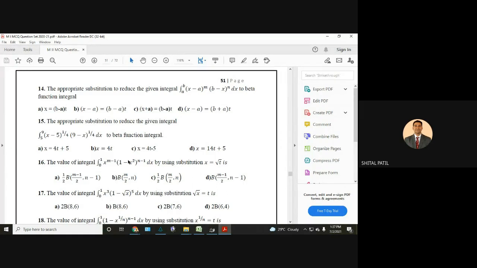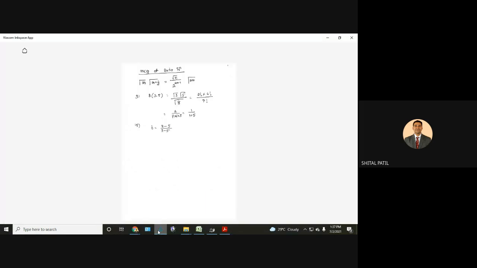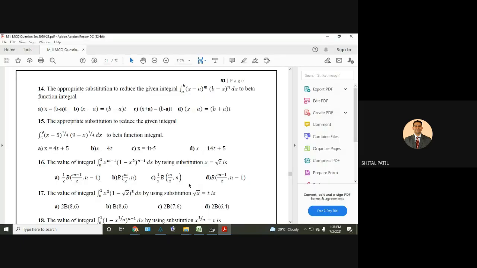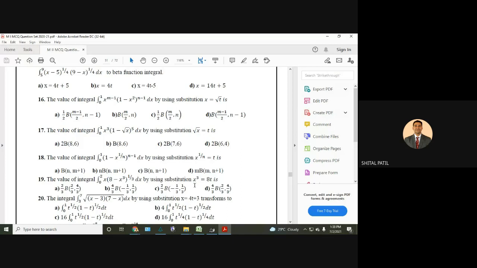Question number, option is not there. 15, right? But x minus 5. This is the substitution. X equal to 4t plus 5. Next question. So we'll solve question number 17.